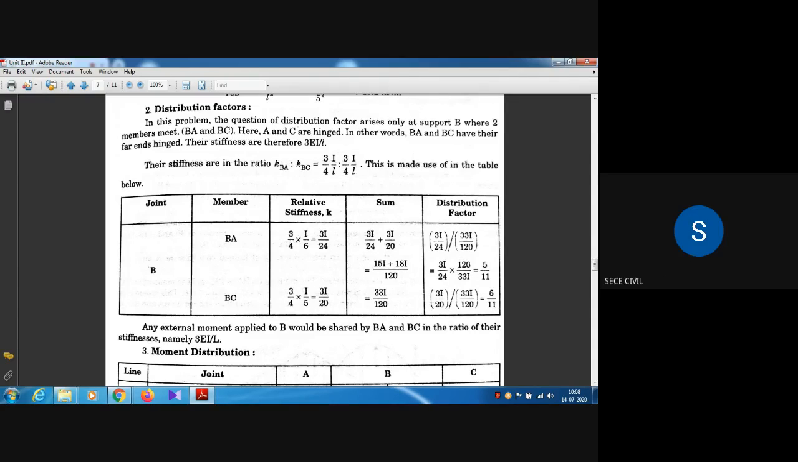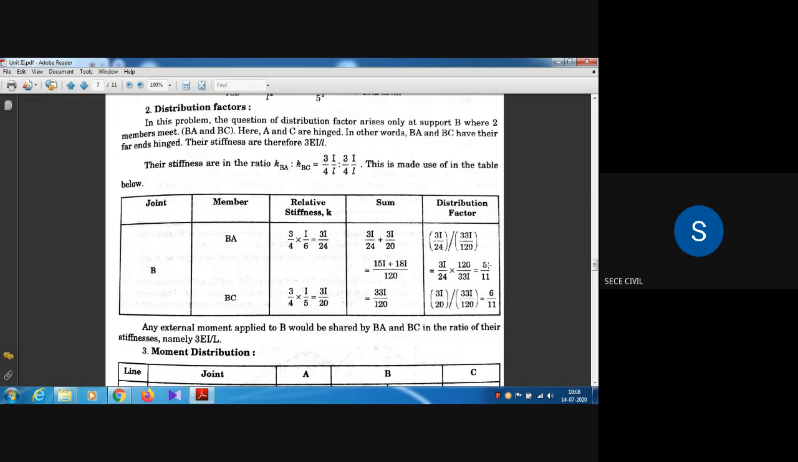No, sir. Okay, Santosh. So we can also cross check whether we calculated this value correctly. For particular joint B, in this problem we have only one intermediate joint, B. In that joint we have two members, BA and BC. We calculated relative stiffness and distribution factors, so we get two distribution factors for two members. For member BA 5 divided by 11, for member BC 6 divided by 11.